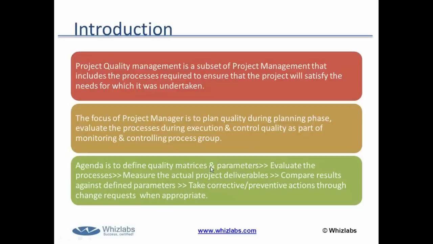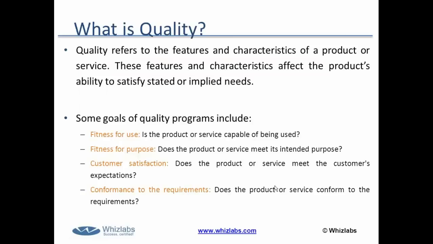The agenda is to define quality metrics. Metrics are nothing but measurement units. How will you measure quality during the planning and during the controlling process group? As you are all aware, measurements are based on two factors: your baseline and your actual value. Your baseline is set during your planning, and your actual value you will get once you start executing your project. Evaluate processes, measure the actual project deliverables, compare results against defined parameters, and take corrective and preventive action. So this is just about quality.